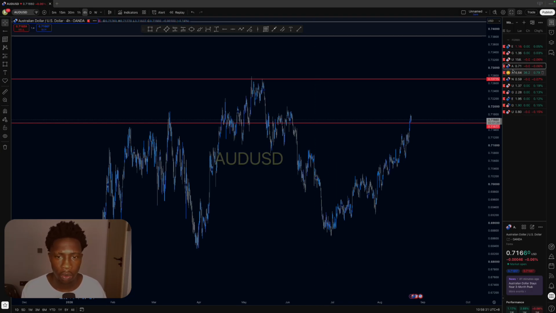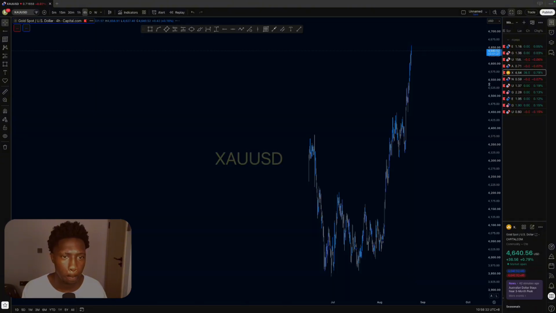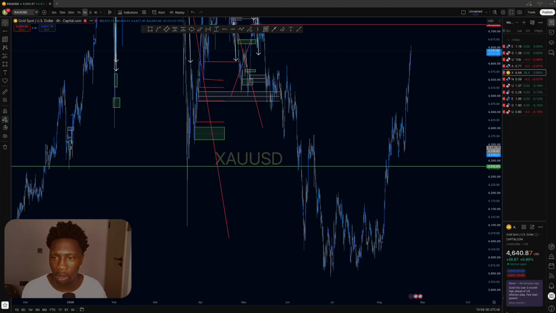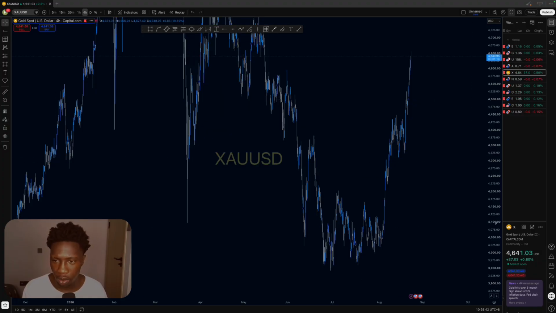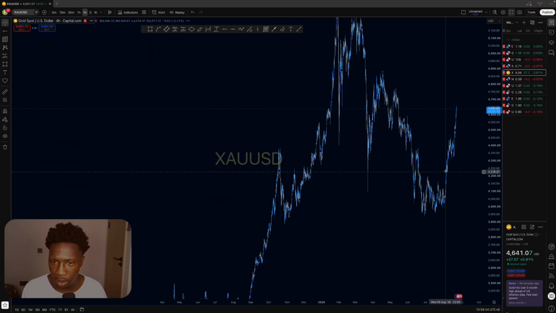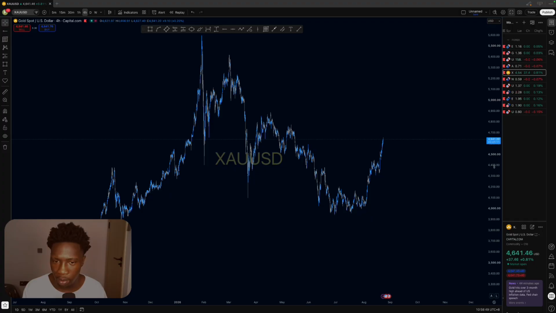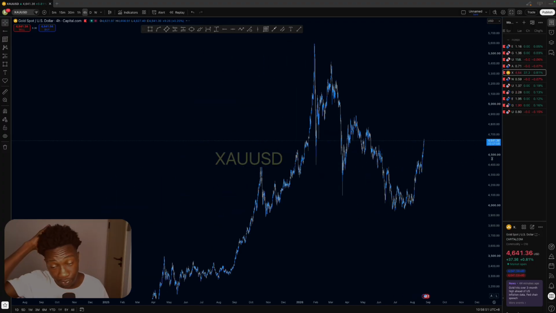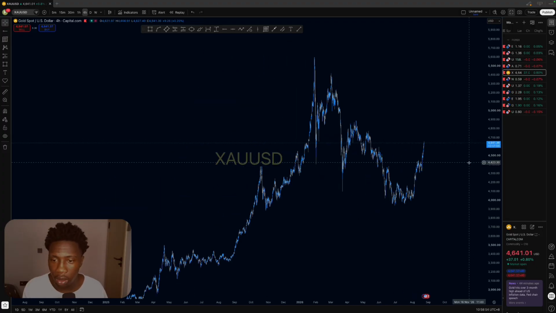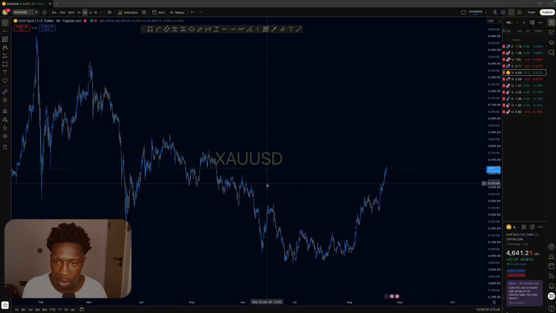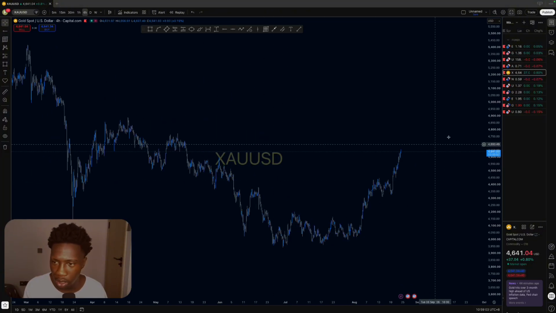And then we go to our gold. So our gold is now moving to the upper side. It keeps on moving to the upper side, and it is now at the area that I was looking for in the previous week. I was saying gold was going to reach this area.